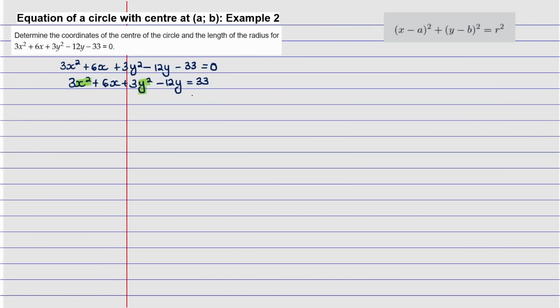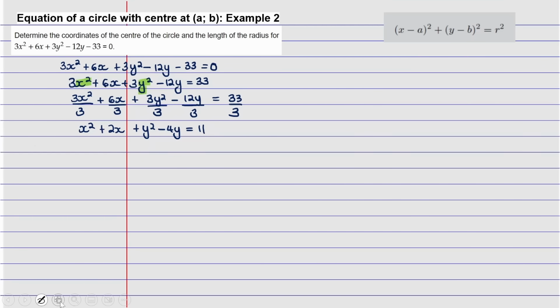We're going to divide throughout by 3. So this is the same as 3x squared divided by 3 plus 6x divided by 3 plus 3y squared divided by 3 minus 12y divided by 3 is equal to 33 divided by 3. So what are you going to get? You're going to get x squared plus 2x plus y squared minus 4y is equal to 11.